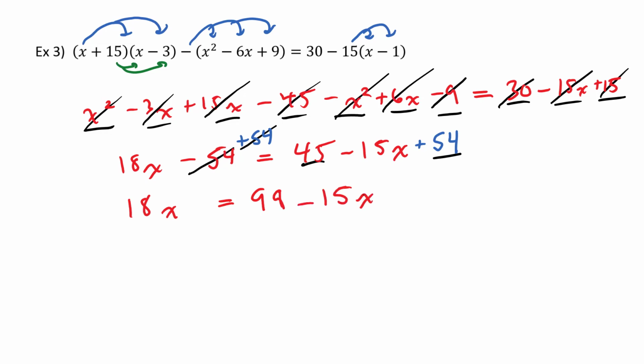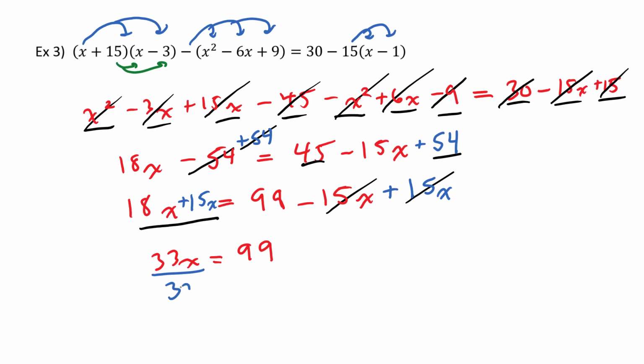Minus 15x. Finally, let's get rid of the minus 15x by adding 15x to this side. Whatever I do to one side, I have to do the same thing to the other side of the equation. These cancel each other out. Collect like terms. 18 plus 15, 33x is equal to 99. Now we have 33 as a coefficient in front of x. 33 times x, I do the opposite. I divide both sides by 33. In doing so, the 33's cancel each other out, and we have x is equal to 99 divided by 33, which is 3.